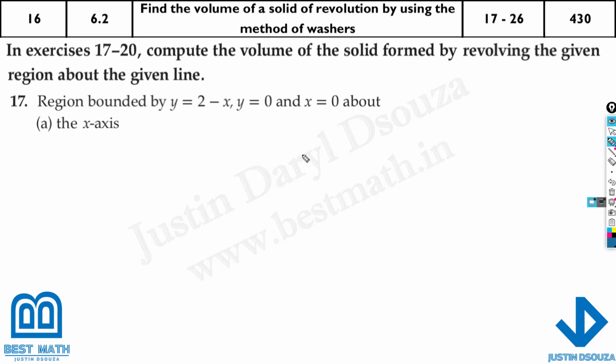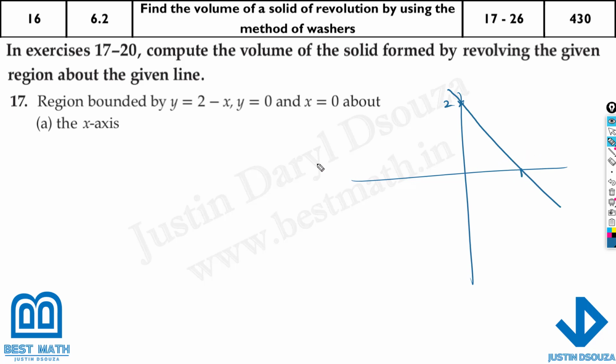So now let's see this problem. All the problems require graphing. If the graph is given, well and good, but if it's not given, you need to draw the graph, because understanding by the graph is very crucial in this. They have told y is equal to 2 minus x. That means 2 is over here somewhere. Y is 2. Minus x means it goes downwards. And this is also 2, but you don't need to do that.